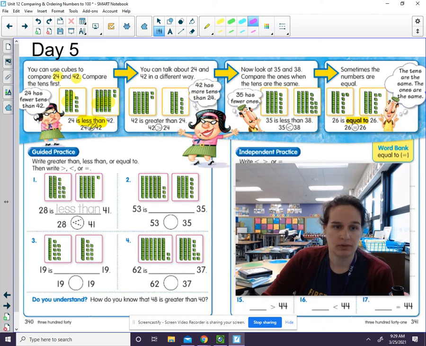That symbol looks like that. And when I see that symbol, I kind of think it's like Pac-Man. And Pac-Man always wants to eat the bigger number. Let's take a look at the next one.